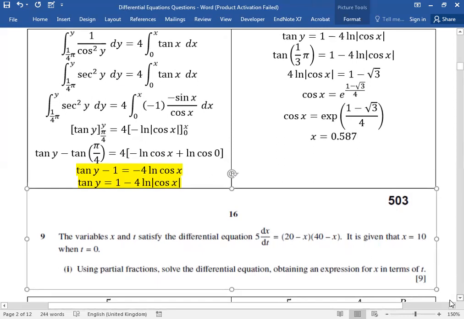Okay. The variables x and t satisfy the differential equation 5 dx by dt equals (20 minus x)(40 minus x). x is 10 when t is 0. The question is guiding us itself. It is giving you hints. Using partial fractions, solve the differential equation, obtaining an expression for x in terms of t.